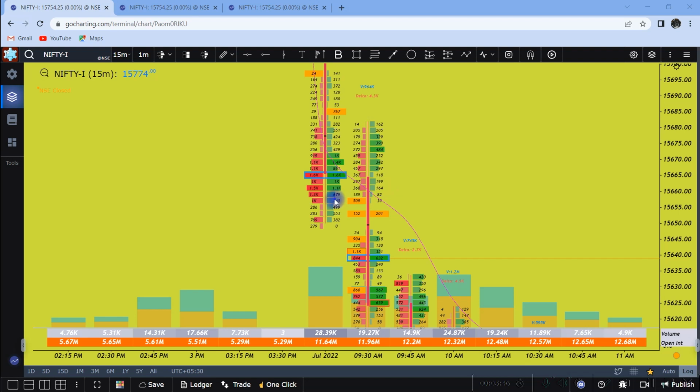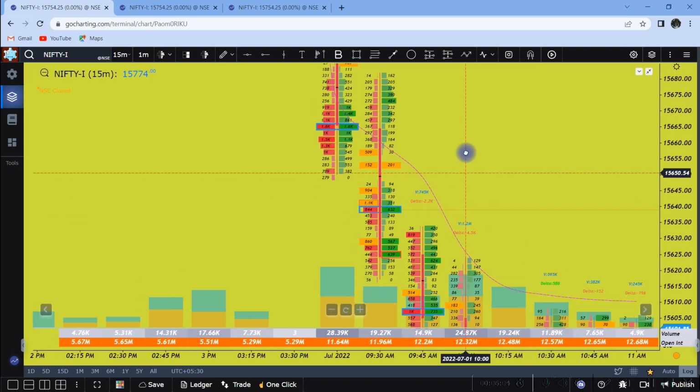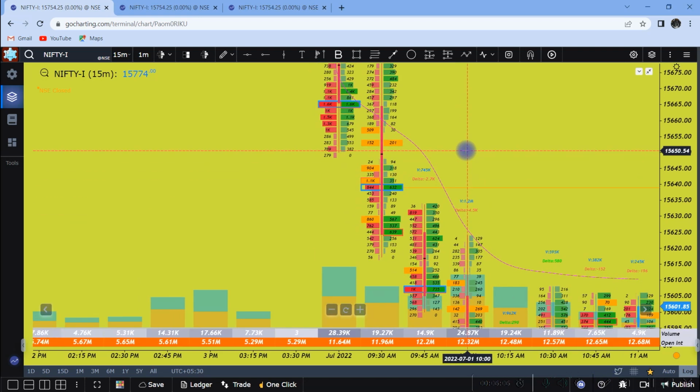So not looking at the imbalance and only at the footprint, if you really wanted to take a trade, you could take it when the market breaks this point again, keeping this as the stop loss. It's a small scalp, as you may call it, and then you look at where the next interaction takes place. But that is not what we are here to discuss. We're here to discuss the imbalance part.